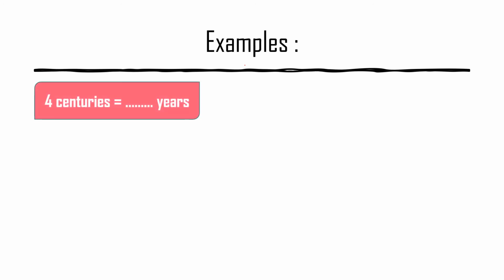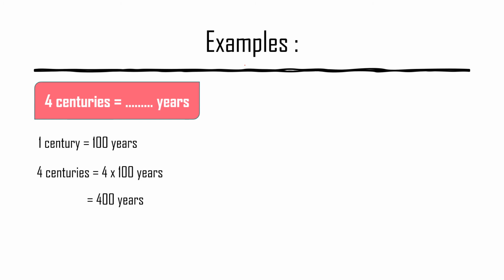Look at these examples. How many years in 4 centuries? Remember, 1 century equals 100 years. 4 centuries equals 4 times 100 years equals 400 years.